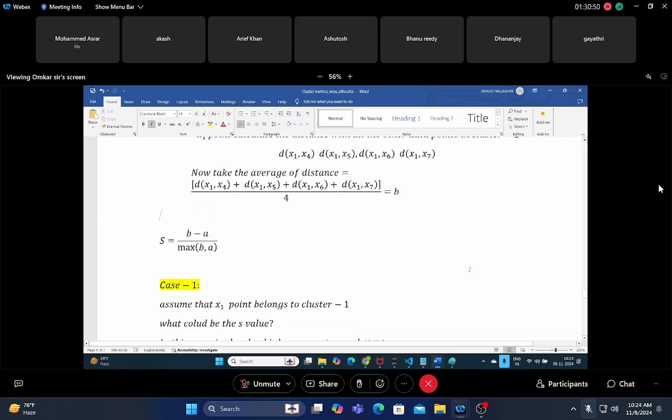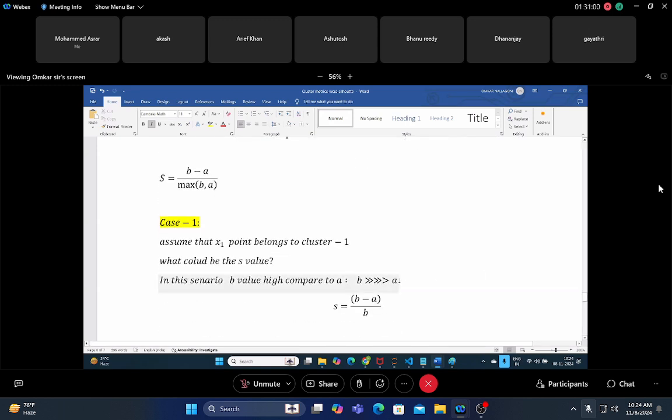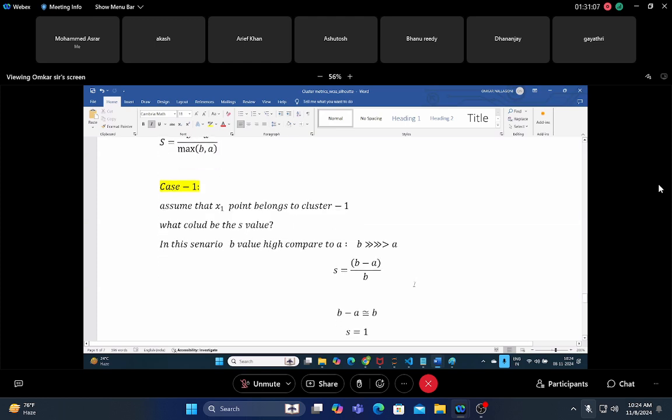Case 1. Assume that x1 belongs to cluster 1. Then automatically whose distance is more? B is more than A. So B minus A divided by what? B. That's case 1.